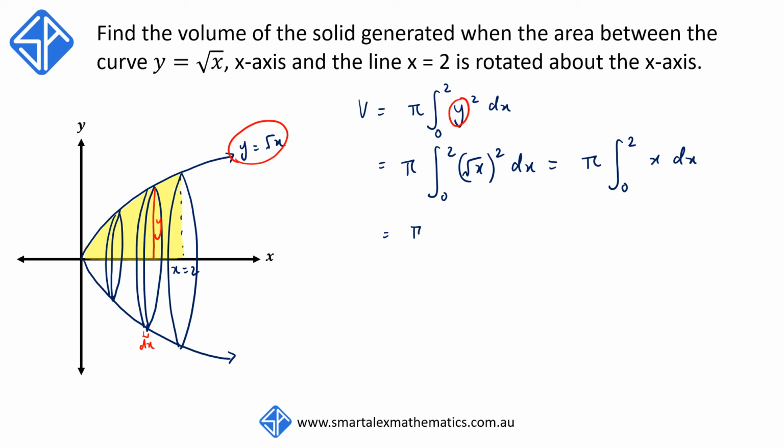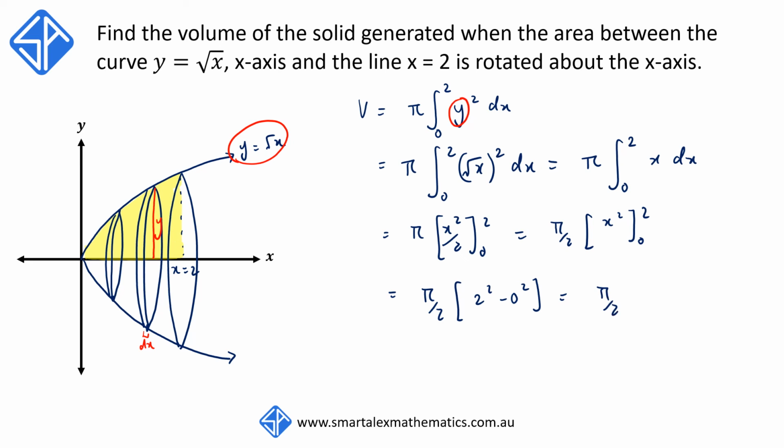This gives us pi times x squared on 2, going from 0 to 2. Taking out the 2, we're going to get pi over 2 times x squared going from 0 to 2. And sub in the limits, we're going to get pi on 2 times 2 squared minus 0 squared, which is equal to pi on 2 times 4. So our final answer, the volume, is equal to 2 pi units cubed.